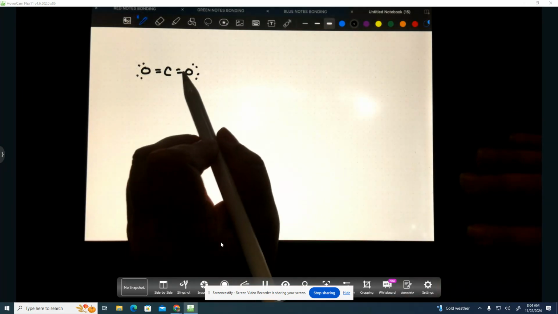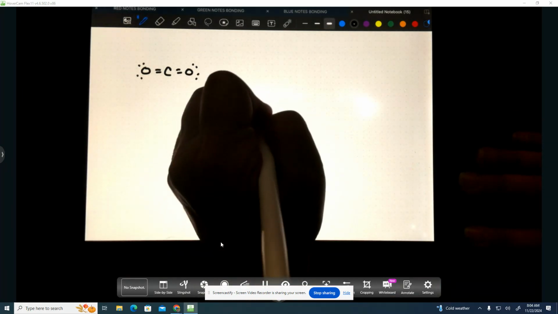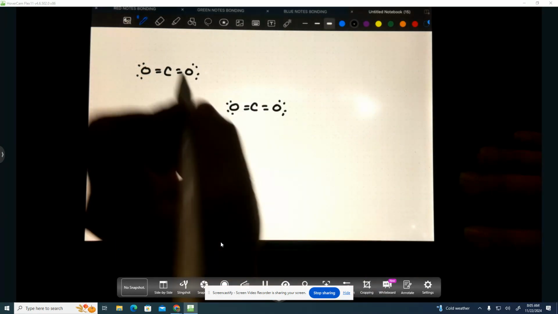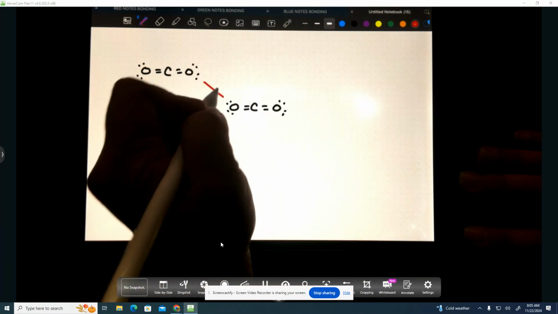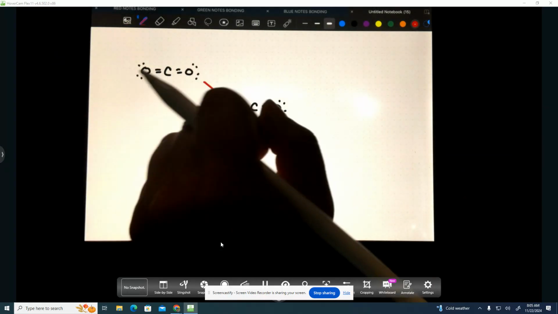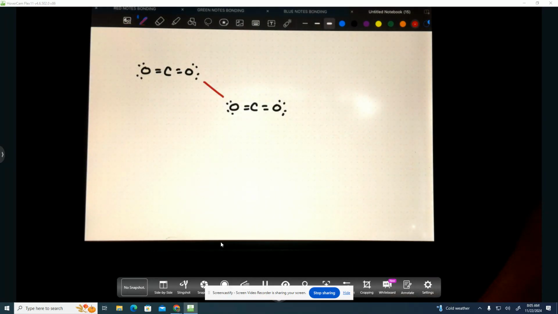Okay. So, Van der Waals forces: two nonpolar substances. Carbon dioxide also has Van der Waals forces. It is a nonpolar molecule attracted to another carbon dioxide. This is going to be a Van der Waals force, or a London dispersion force, because they're nonpolar to nonpolar.